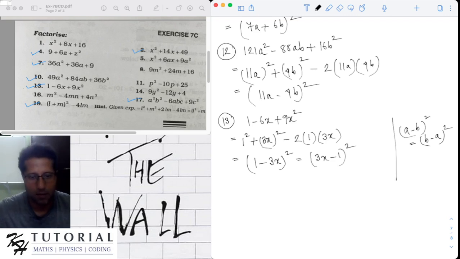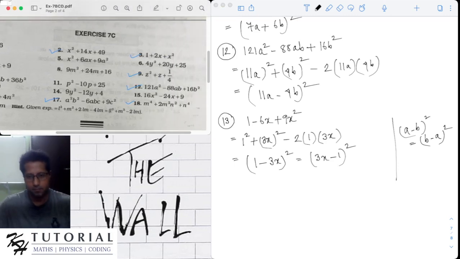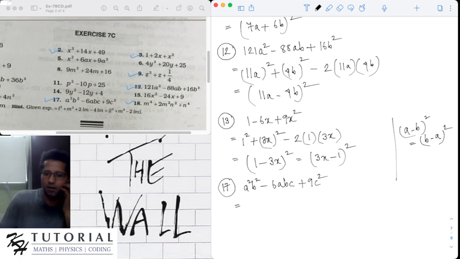Okay, let's do problem number 17. It is a square b square minus 6abc plus 9c square. Now, okay, so a square b square, we have three terms, and we can see that a square b square can be expressed as a square, that is, it will be square of ab, and 9c square can also be expressed as square of something, that is square of 3c.